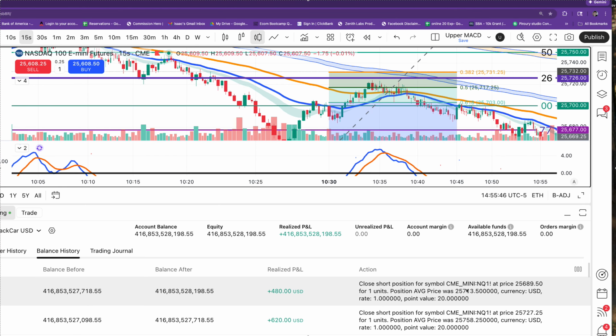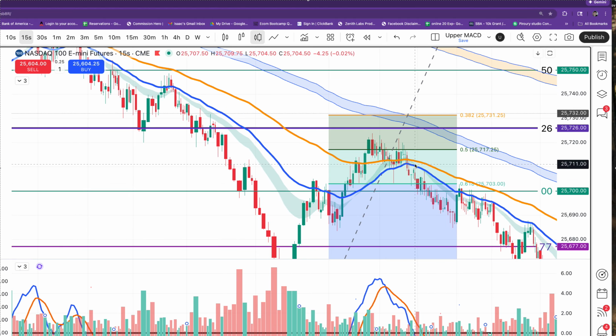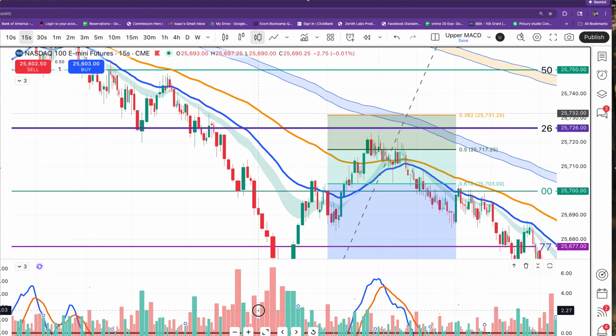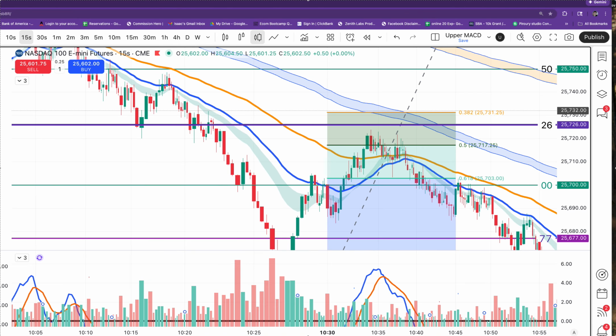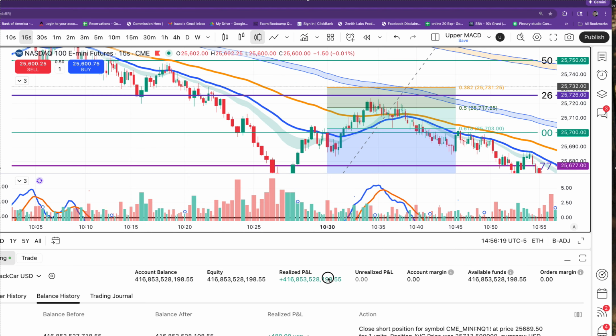$480 is what I made off that. So 713.50, and I closed at 689. Okay, 713.50 right there. And I closed it 689, which is down here somewhere. Okay, and that was one mini, and that one we made $480 off. Yeah. Okay. So basically, that I just showed you everything.